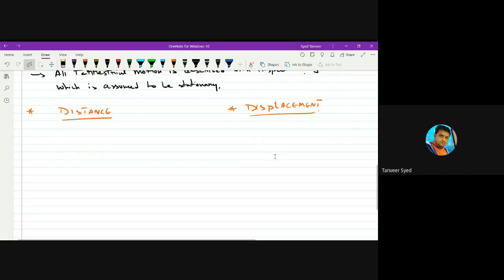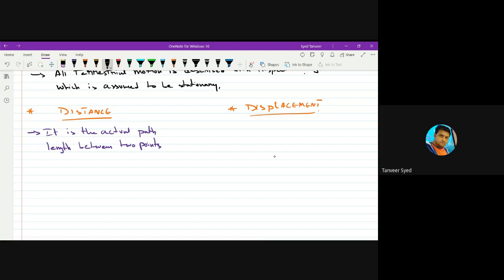Defining it technically, distance is the actual path length between 2 points. Actual path length between 2 points is distance. And what do you mean by this actual path length? Let us take an example.